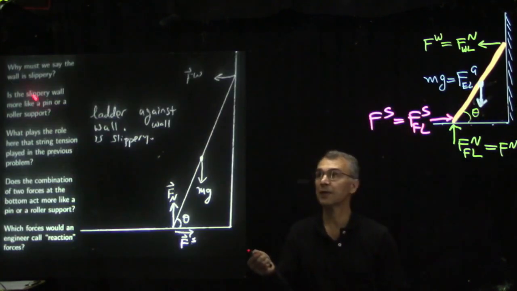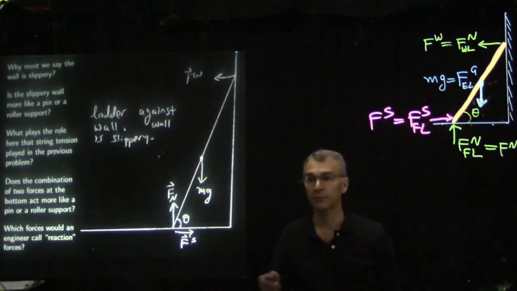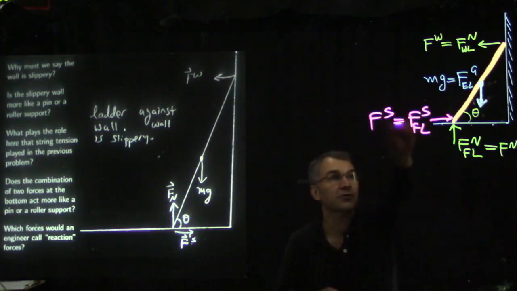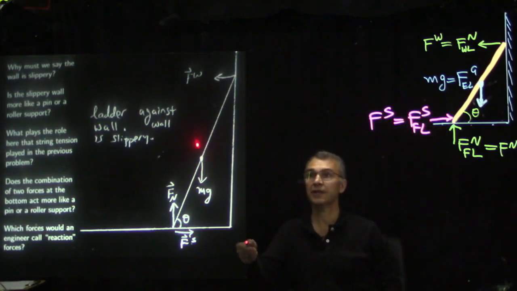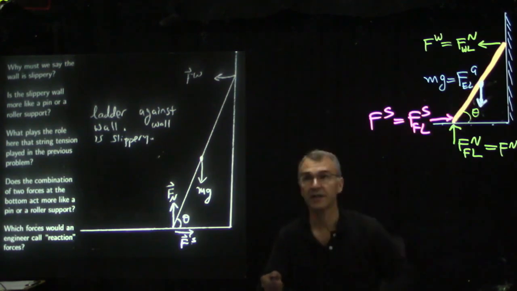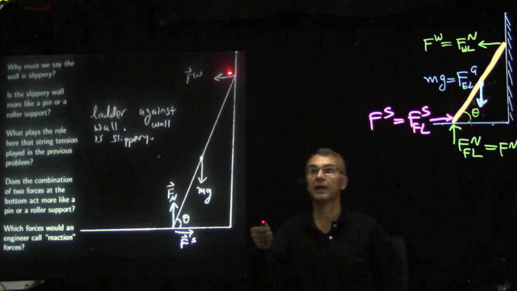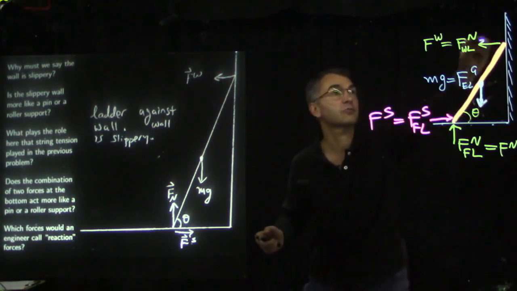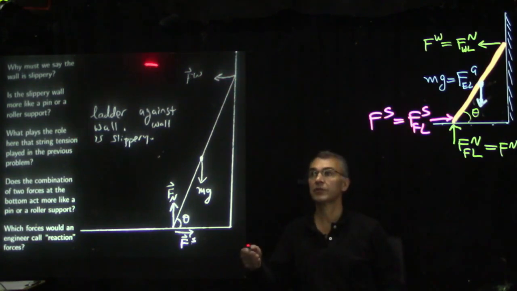Now we can compare with my pre-drawn diagram. So my diagram has F normal acting upward at this lower corner. We have F static acting to the right. We have mg acting downward from the center of the ladder. And then here is F wall acting to the left at the top of the ladder. And we note that the wall is slippery.